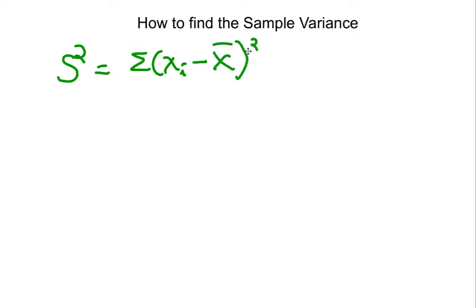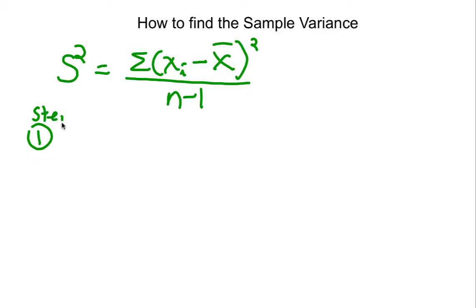Next, we're going to discuss how to find sample variance and how to find standard deviation. So we're going to start with sample variance. To find the sample variance, you take the summation of your data points minus the mean, quantity squared, divided by the number of data points you have minus 1. So the formula for S squared is the summation of (xi minus x bar) squared over n minus 1.